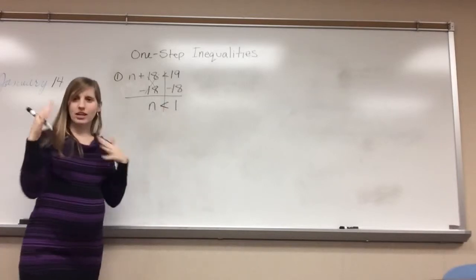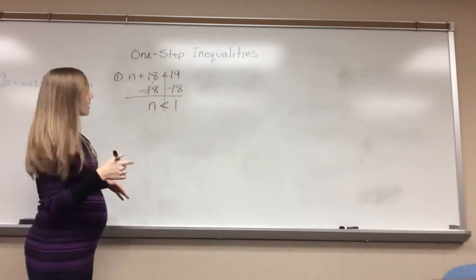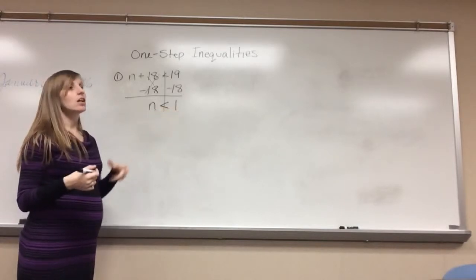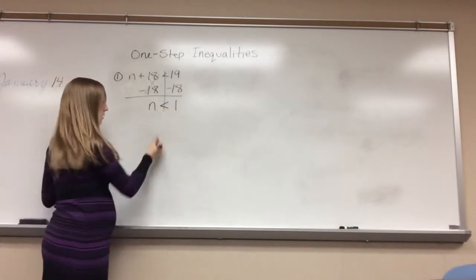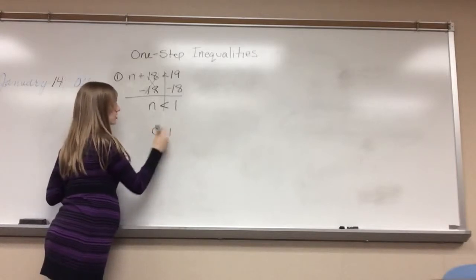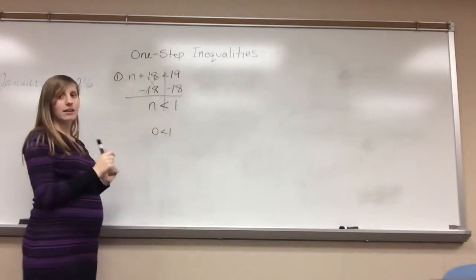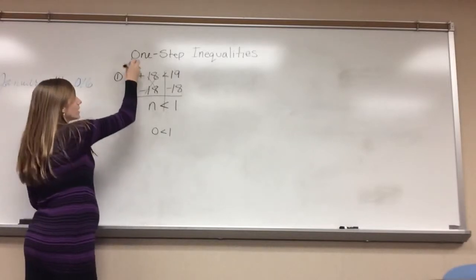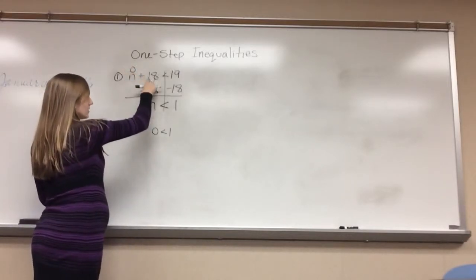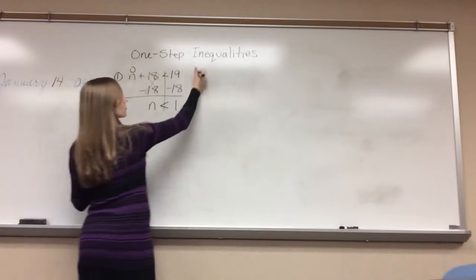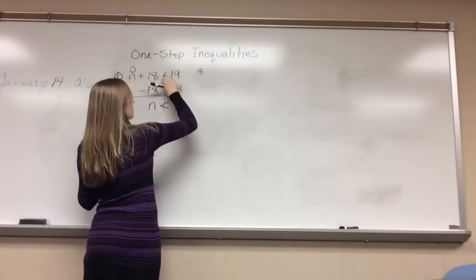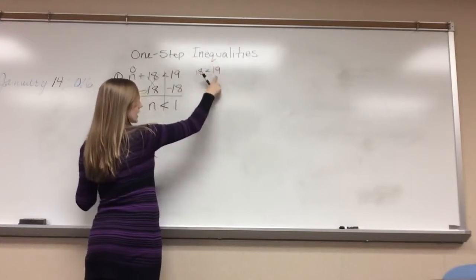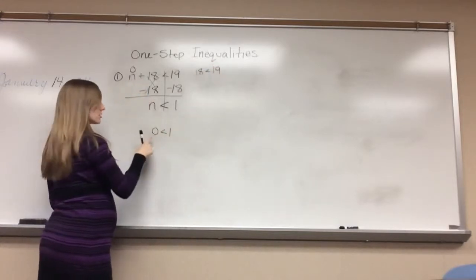And I like to just check this through and think about it. So that's what we're going to do. I need a number that's smaller than 1. Well, 0 is smaller than 1. So 0 should work if I plug it in for n. So let's try it. If I have 0 for n, 0 plus 18 is 18. I'll just write it off to the side. And then I have my less than symbol, and then 19. 18 is less than 19. That's true, so 0 works.